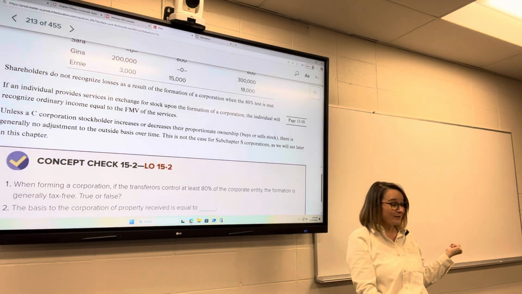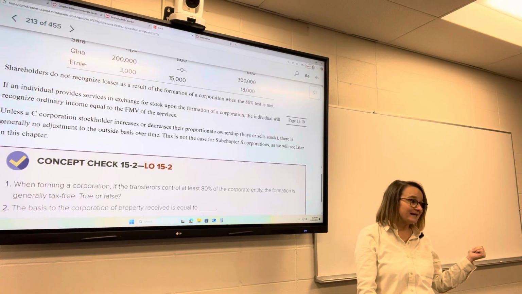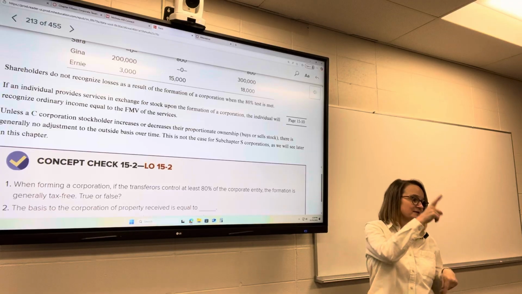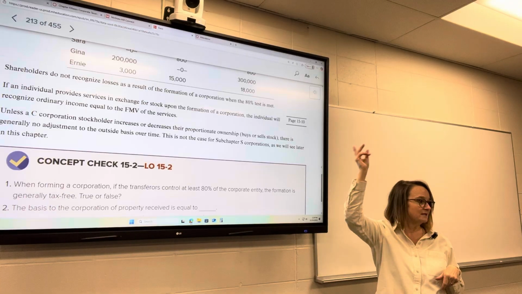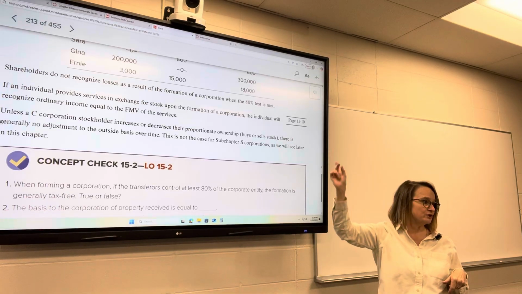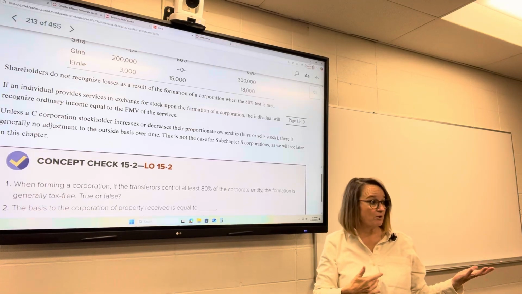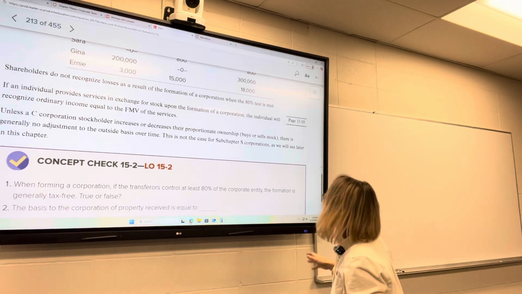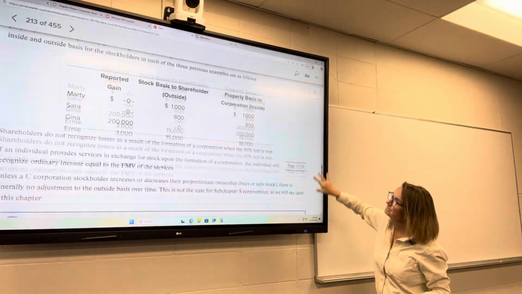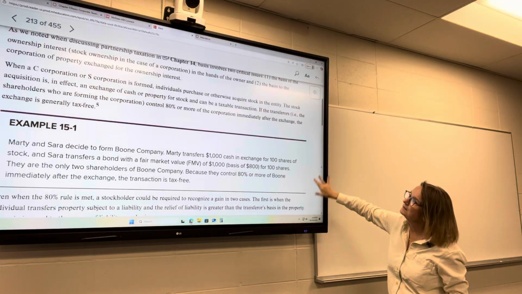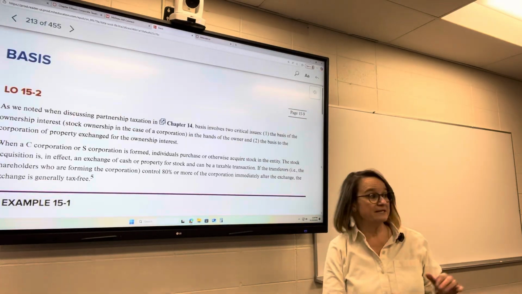S corporations, though, are different. They act like partnerships in this respect, in that basis is constantly changing, because S corporations are also a flow-through entity, just like partnerships are. Okay. All right. Basis.